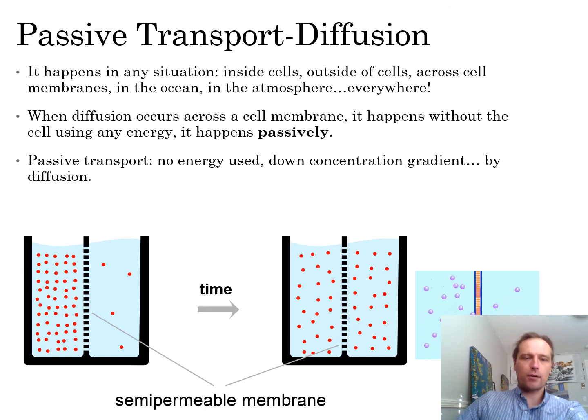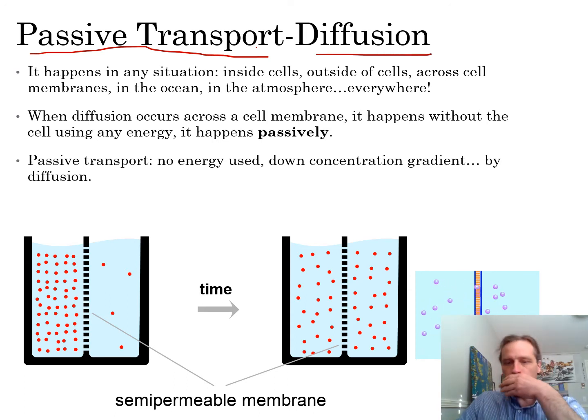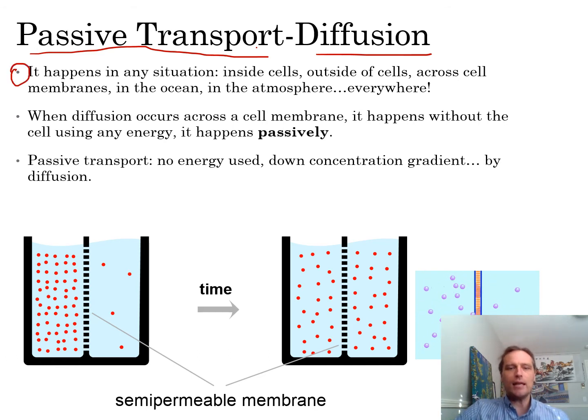One broad category of transport is called passive transport, and it essentially refers to diffusion, but there's a couple other types of diffusion. So it's diffusion, meaning it doesn't require energy. That's why we call it passive. It requires no energy. The molecules in the cells can be sitting on the couch. It's still going to happen because it doesn't require energy. It happens in any situation.